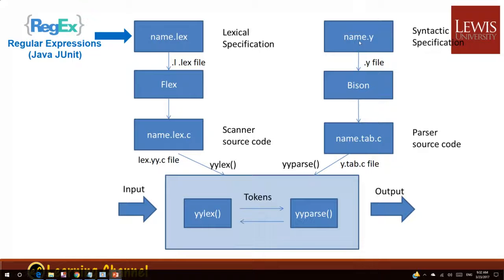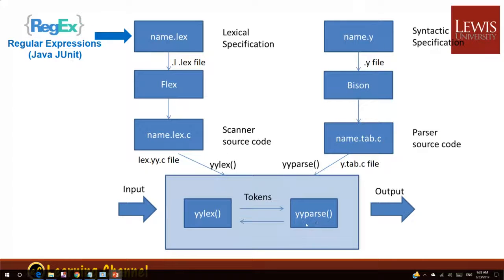And then you can also define the syntax, or the context-free grammar, in a certain file called .y, and that .y file is fed into Yacc. Yacc is yet another compiler compiler, and that's called Yacc. But the newer version is called Bison, and using Bison, you actually generate another C file called name.tab.c, and in that file you have a yyparse.